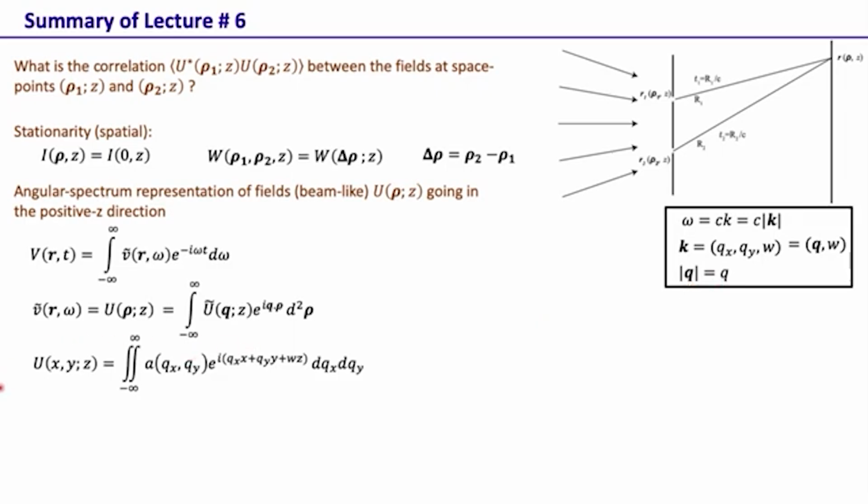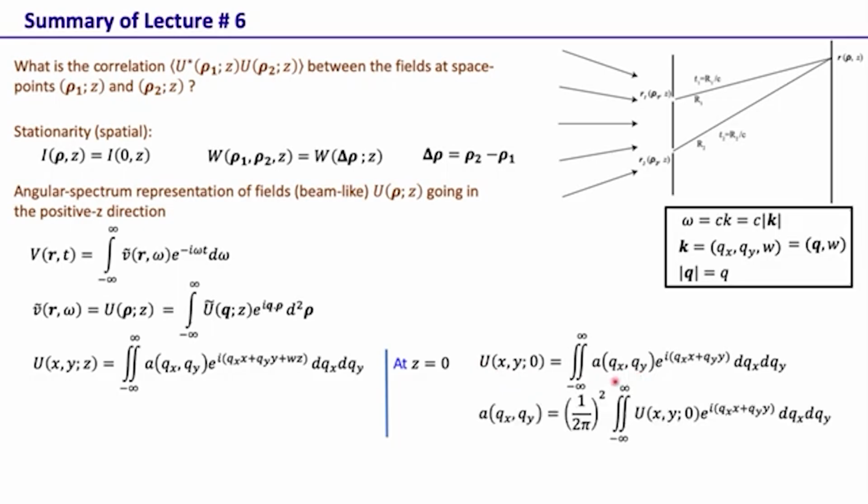Now we see that this is actually not a Fourier transform, but if we look at this field at z equal to 0, then this is a perfect Fourier transform. U(x, y, 0) is the integral of a(qx, qy) e to the i (qx x + qy y) dqx dqy. So that's a perfect Fourier transform, and this way we can go from the xy degree of freedom to this (qx, qy) space. Now we can invert this and write a(qx, qy) in terms of U(x, y, 0).